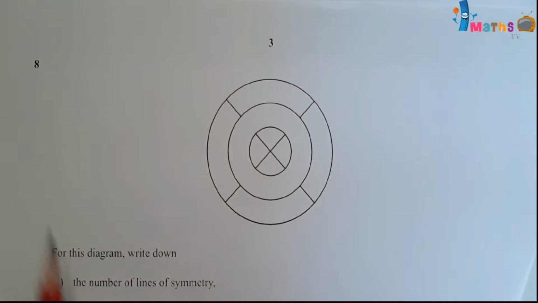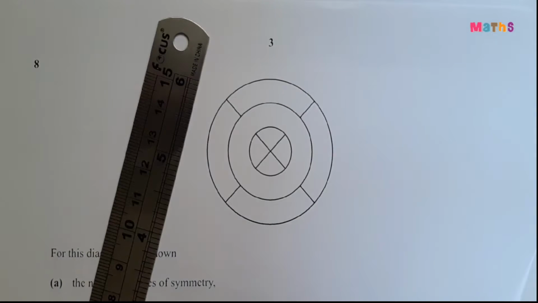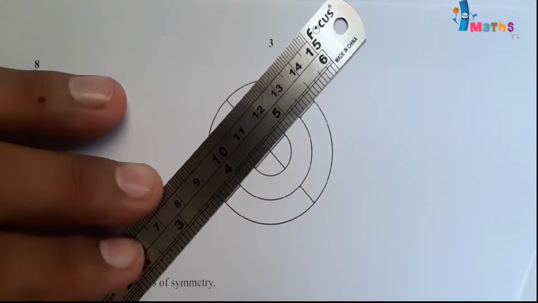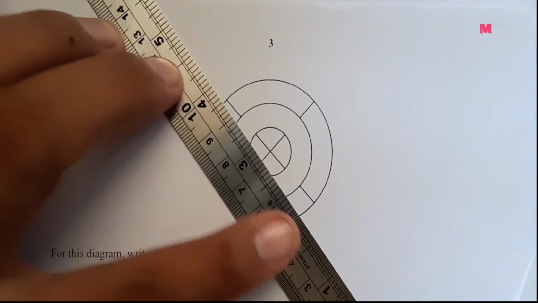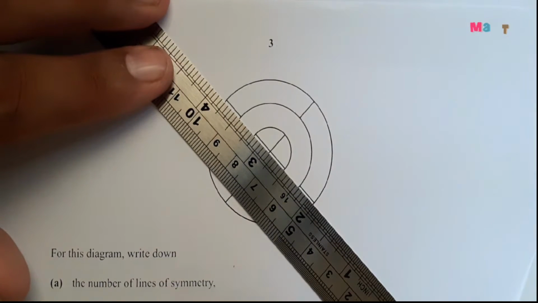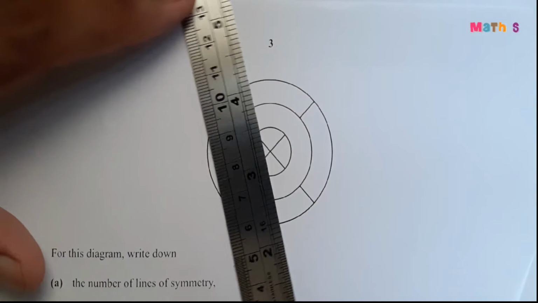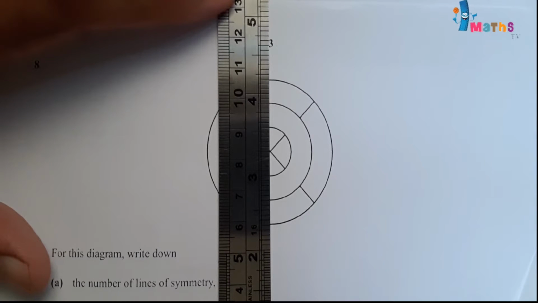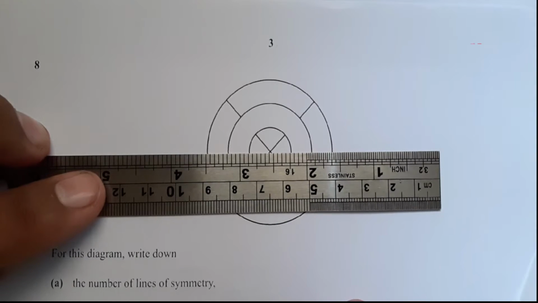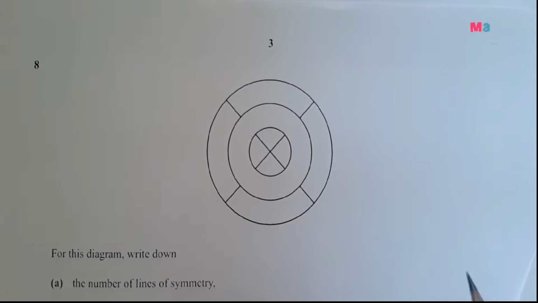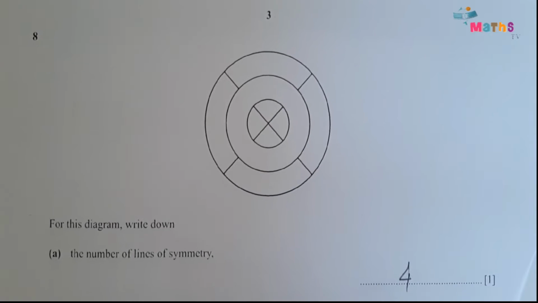Question number 8. For this drawing, write down the number of lines of symmetry. So to check lines of symmetry, we can use the scale. For example, this is one line of symmetry, and this one we can arrange as second line of symmetry, and this will be our third line of symmetry, and fourth line of symmetry we can arrange like this. So there will be 4 lines of symmetry. We will write here 4 lines of symmetry.